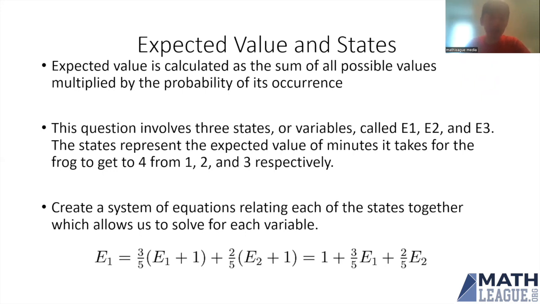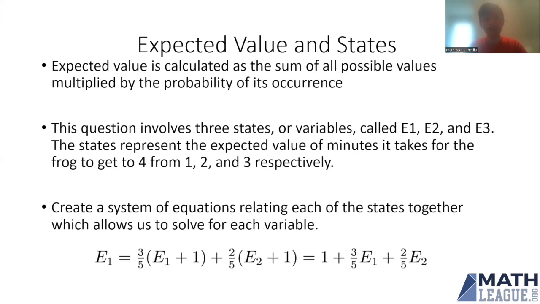The second thing is we're going to involve 3 states, or variables, called E1, E2, and E3. Each of these represents the expected number of minutes it takes the frog to get to 4 from 1, 2, and 3 respectively. For example, E1 is the expected number of minutes it takes to get from 1 to 4, which is exactly what we want to find in this problem. So how are we going to use these 2 facts? We're going to create a system of equations relating all 3 states together, and that's going to allow us to solve for each variable.